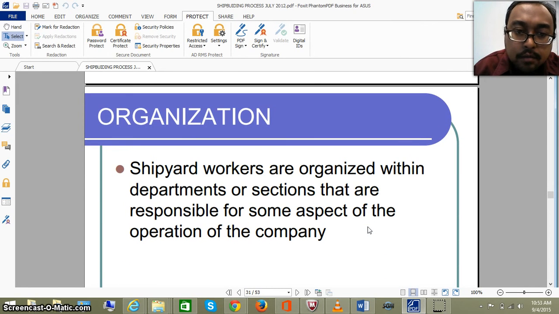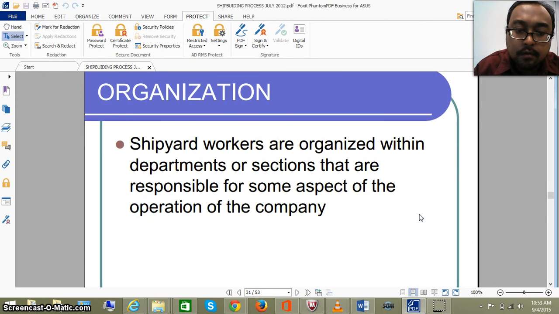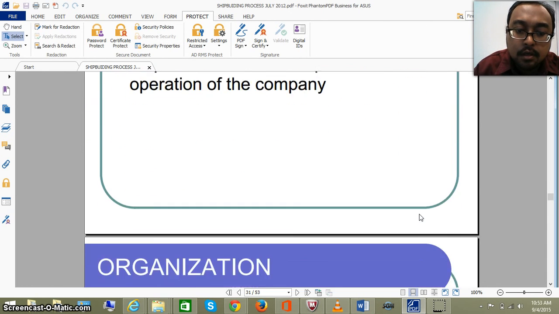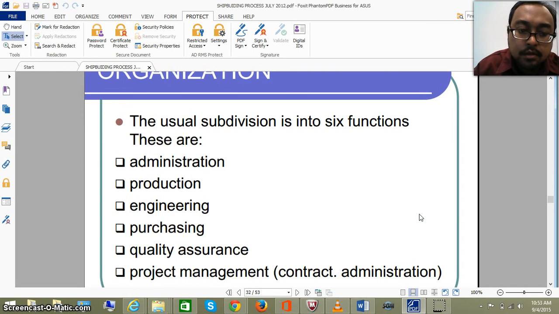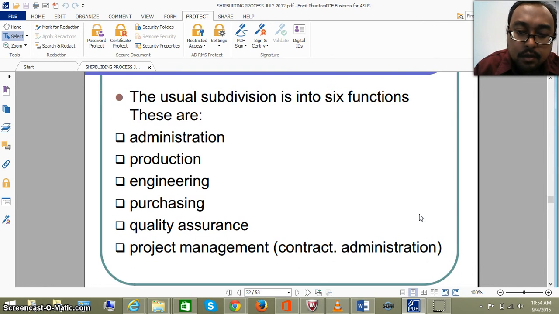In the shipyard, there's the need for organization. Shipyard workers are organized within departments or sections that are responsible for some aspect of the operation of the company. Usually, in the shipyard, the organization is subdivided into six functions. These are administration, production, engineering, purchasing, quality assurance, project management.